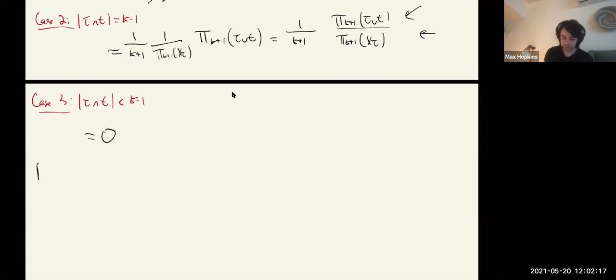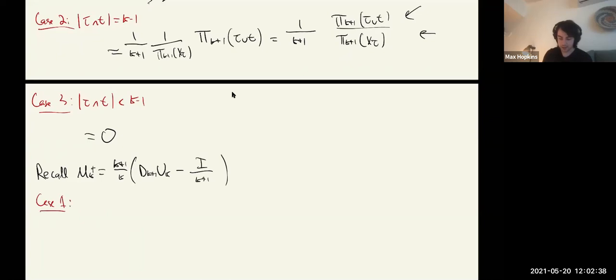So recall that MK plus is equal to k plus 1 over k, D k plus 1 U k minus identity over k plus 1. So let's see what this means for the transition probabilities. Well, in case 1, tau equals t. So in this case, we're going to get a 1 over k plus 1 contribution from the upper walk. And then we have the identity here. So we're going to get a minus 1 over k plus 1 contribution from the identity.